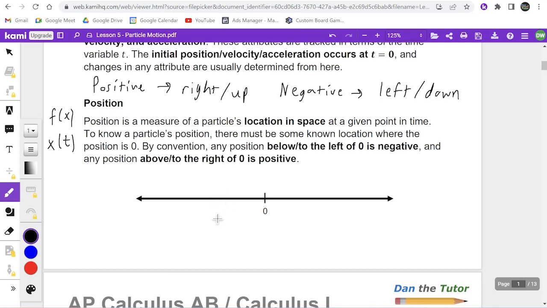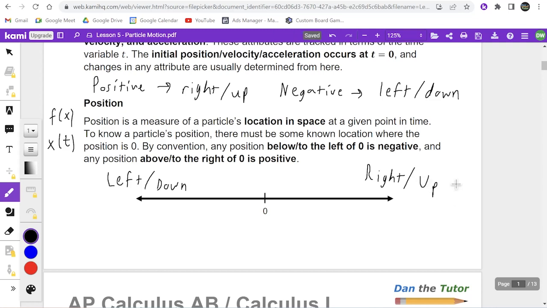And then if I were to show you a particle on a number line with 0 as the center point, what I'm saying is anything to the left of 0 is either left or can also be down, and anything to the right of 0 is either right or it is considered up. And so that's it for position.